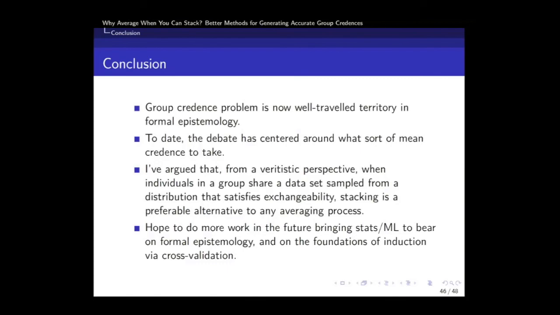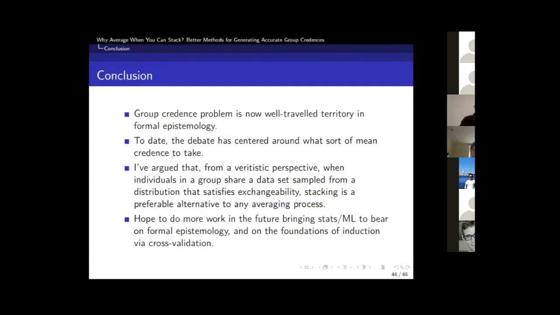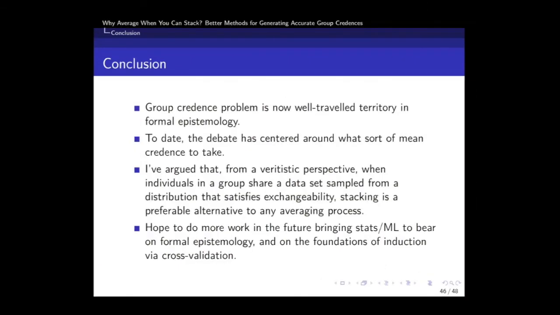And where do you go from this? Well, I'm hoping to do some more work in the future, bringing these stats and machine learning approaches, what's broadly called the study of prediction. I think both Tri-Lee and Bertram Clarke, whose result I'm drawing on here, describe themselves as really interested in prediction more than any other field. I think we can bring some of this work to bear on formal epistemology. I think it's quite close to formal epistemology, and it'd be great to get these two literatures talking to each other a little more. I'm also interested in the foundations of induction via cross-validation. Is there some deeper sense we can point to show why it is that cross-validation techniques like stacking enable us to do so well under certain constraints?